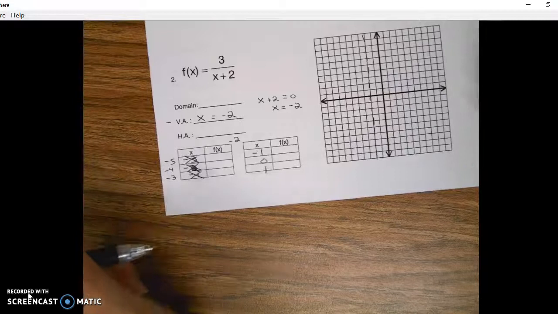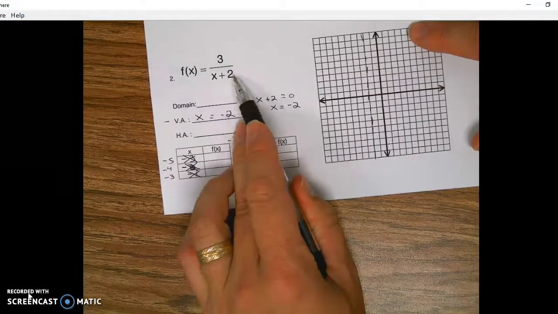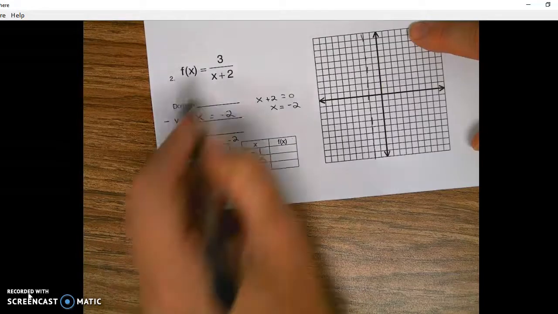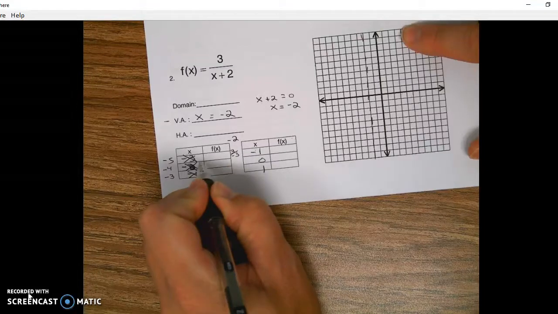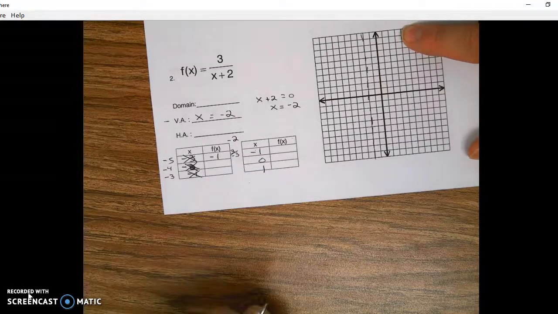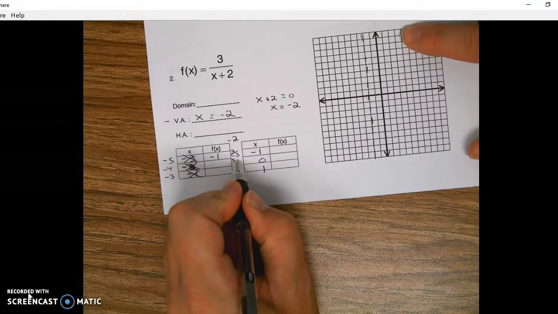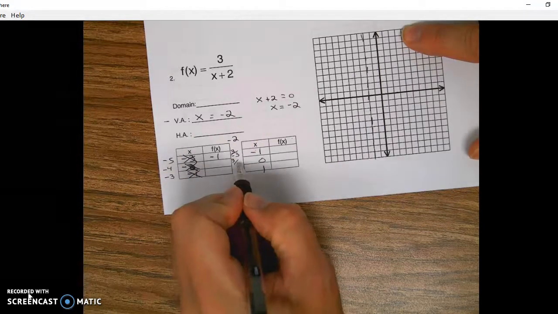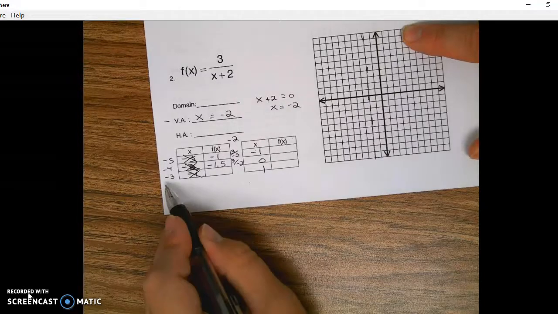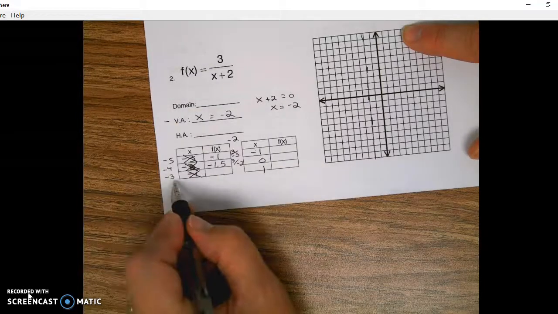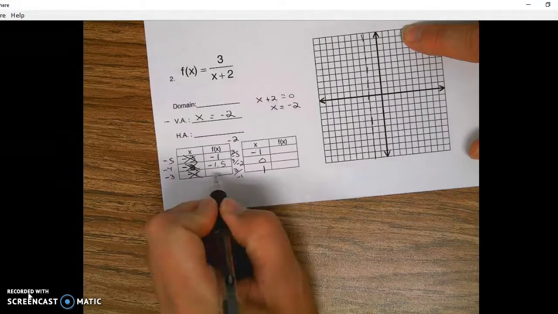So let's plug these numbers in. So we're going to have 3 over -5 plus 2, which is -3. So 3 over -3, which is -1. Plugging in the -4, we're going to have 3 over -2, which is -1.5. So we're going to have 3 over -1, which is -3.